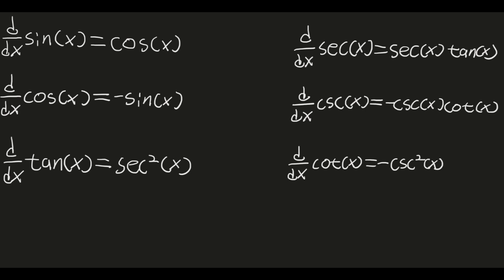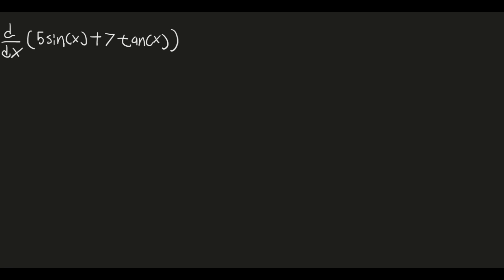These are all of the trig derivatives you need to know, so make sure you try your best to memorize these going forward. Why don't we work through an example here? So we want to find the derivative of 5 sine x plus 7 tangent x, and we could do this by taking the derivative of the function term by term. So first, we will want to take the derivative of 5 sine x.